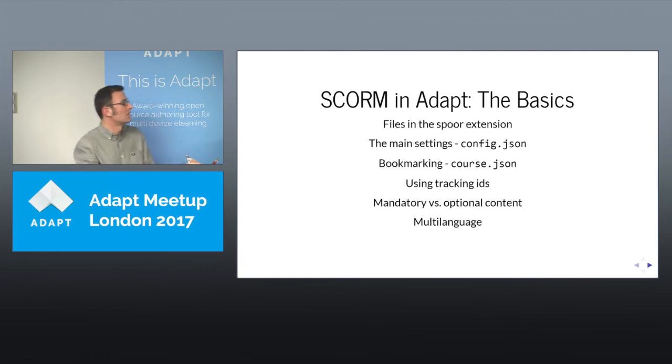So as I mentioned, bookmarking is done as a separate extension because you may want to use it, you may not. It's got a whole kind of UI part to it as well. So it uses the Spoor extension in order to store the data, but it's actually a completely separate thing. You can turn it on here or not.